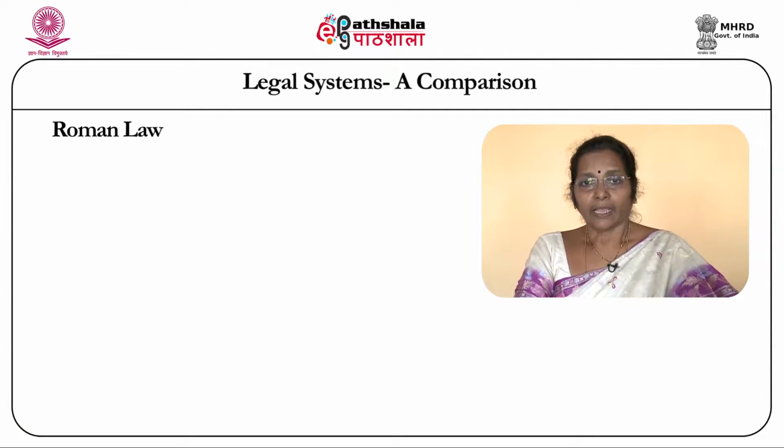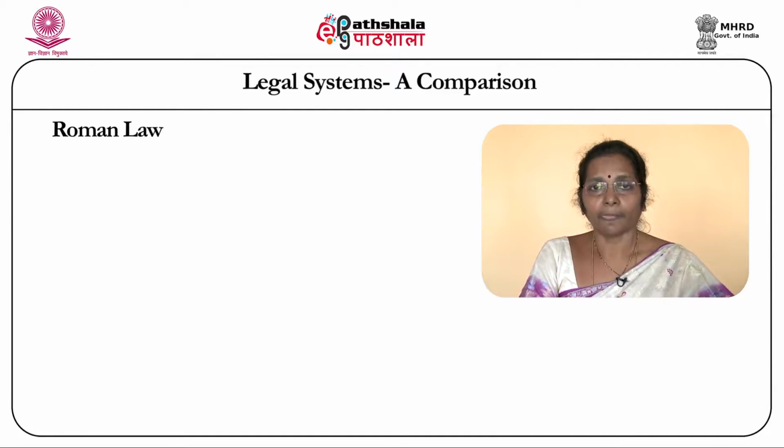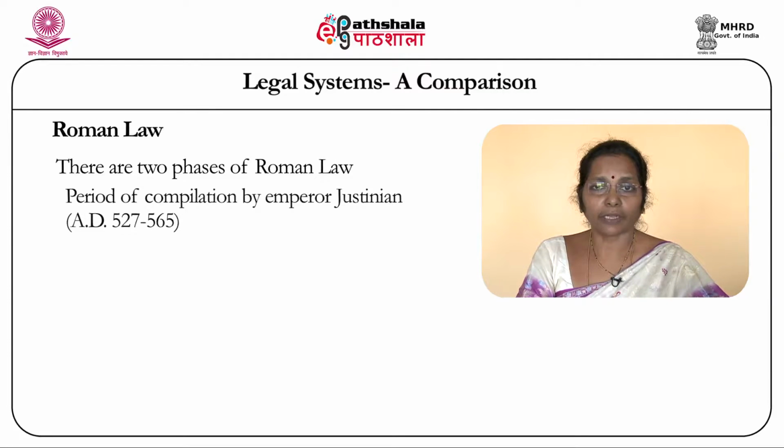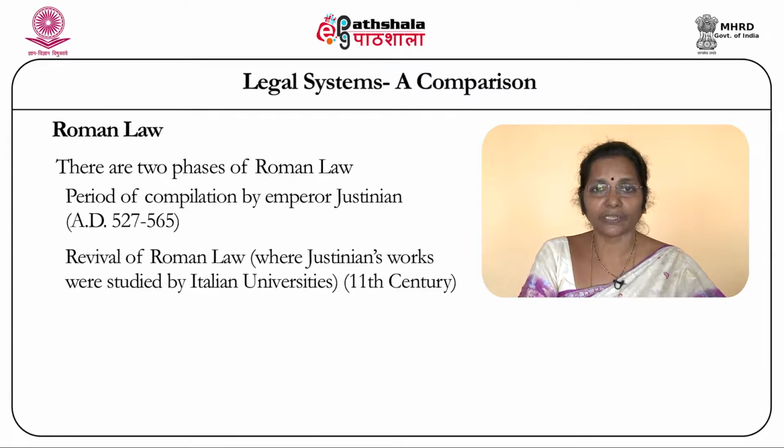And we have to remember, Roman law was the earliest law, and it has passed through two phases. One is the period of compilation under Emperor Justinian. The second was the revival of Roman law, where Justinian's works were studied by the Italian universities. That is why we have to acknowledge Roman law, because even when we start studying jurisprudence, it is the definition given by Ulpian, who for the first time spoke of the study of law on a scientific basis. He said jurisprudence is the science of the knowledge of things human and divine, the science of just and unjust.